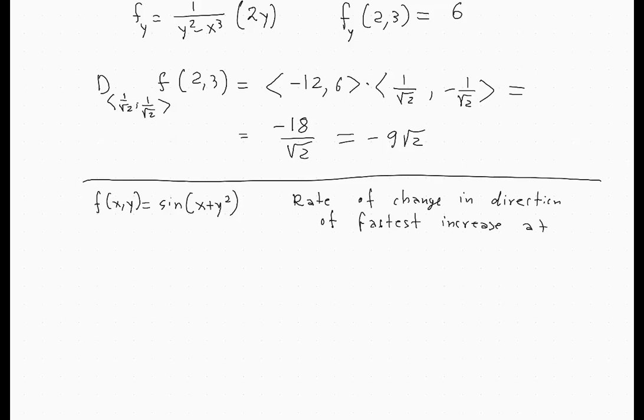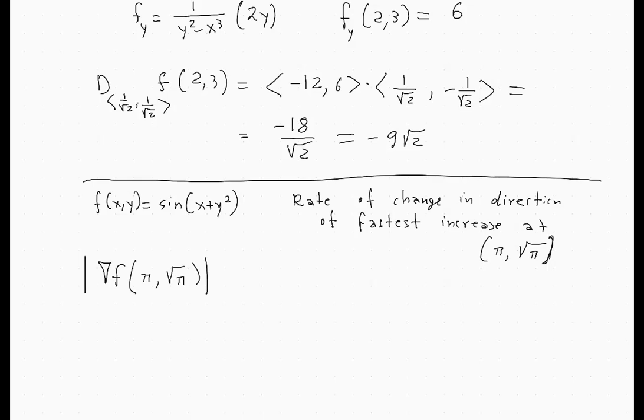Okay, so in general, we know that what we're after here is simply the magnitude of the gradient. The magnitude of the gradient is precisely the rate of change in the direction of fastest increase, which is the direction of the gradient. Assuming that the gradient, of course, is non-zero, if the gradient is zero, then all the rates of change are equal to zero. So this is what we want to compute.